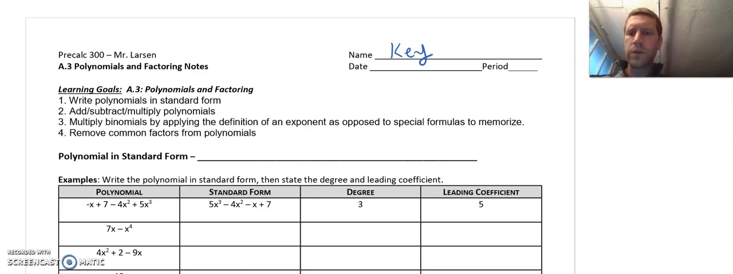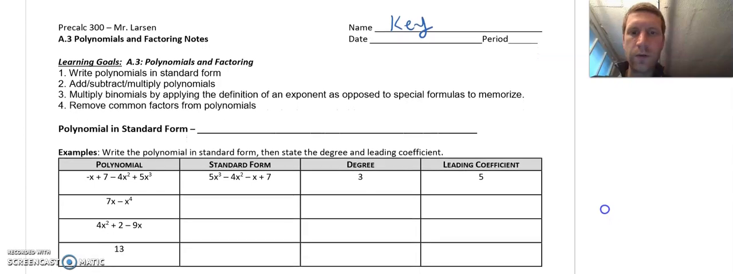Listen, I just wanted to go over some notes that we're not going to cover in class. It's stuff that most of us probably know, but just kind of a quick refresher. This should be a pretty quick video. So I want to talk about polynomials in standard form.